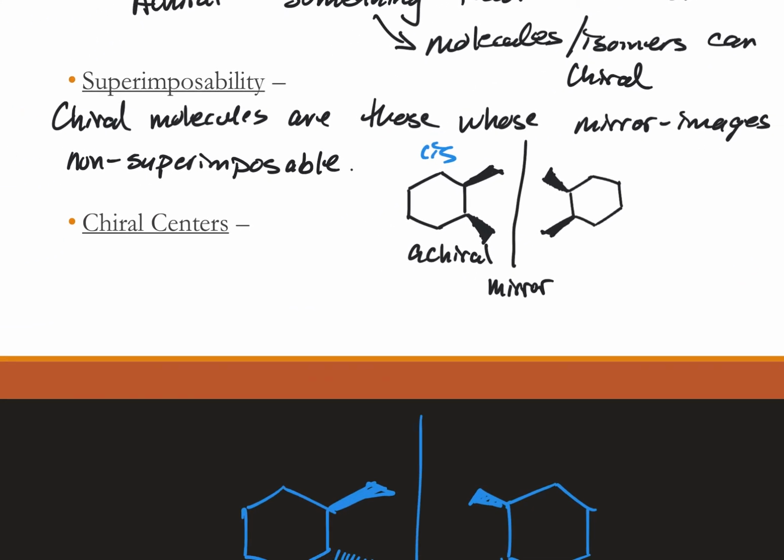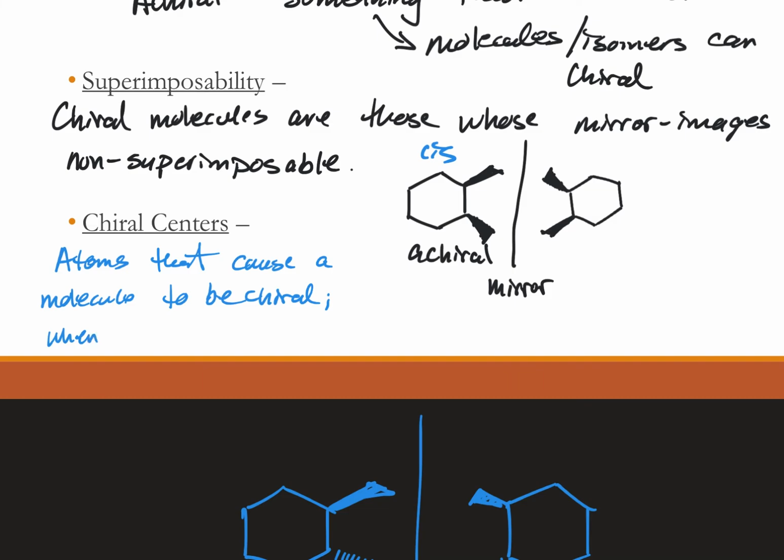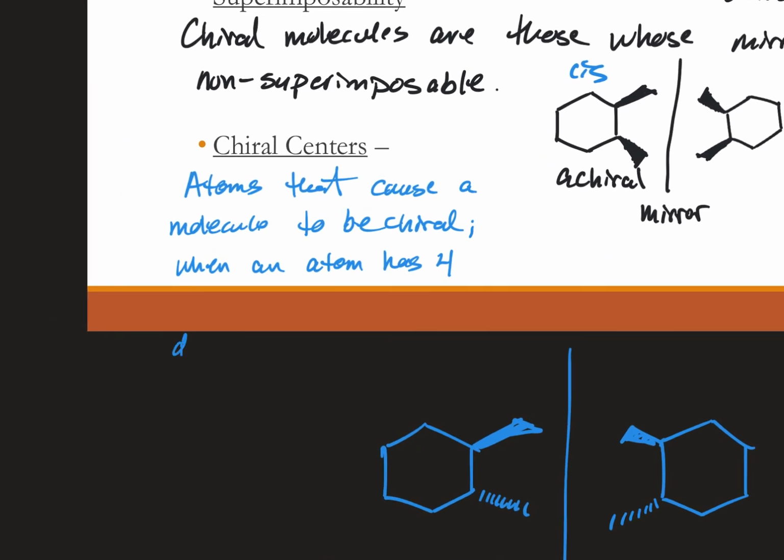Chiral centers are atoms that cause or can cause a molecule to be chiral. And this occurs when the atom has 4 different groups attached. Now, it doesn't always mean it's going to make the molecule chiral, but it likely can.